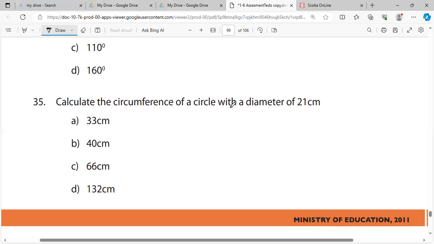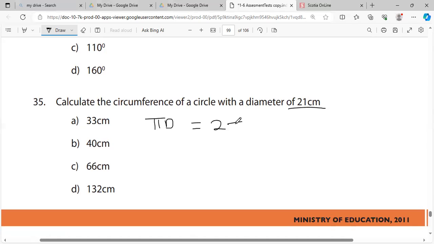Calculate the circumference of a circle with diameter 21 centimeters. We can either say pi d, so we can multiply by pi d, or we can use 2 pi r.